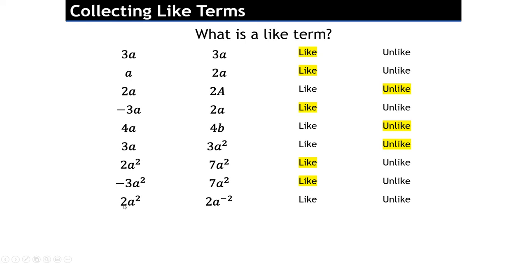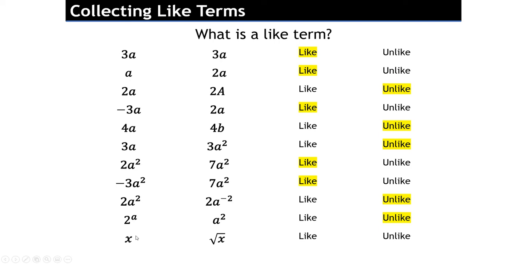We've got 2a to the power of 2 and 2a to the power of minus 2. Even though our digits are the same in the powers, this one's a negative, making these unlike terms. Then we've got 2 to the power of a and a to the power of 2. Because these, even though they've got an a as the unknown variable and a 2 as well, they are in a different format. This one's 2 to the power of a, this one's a to the power of 2, so this makes these also unlike.